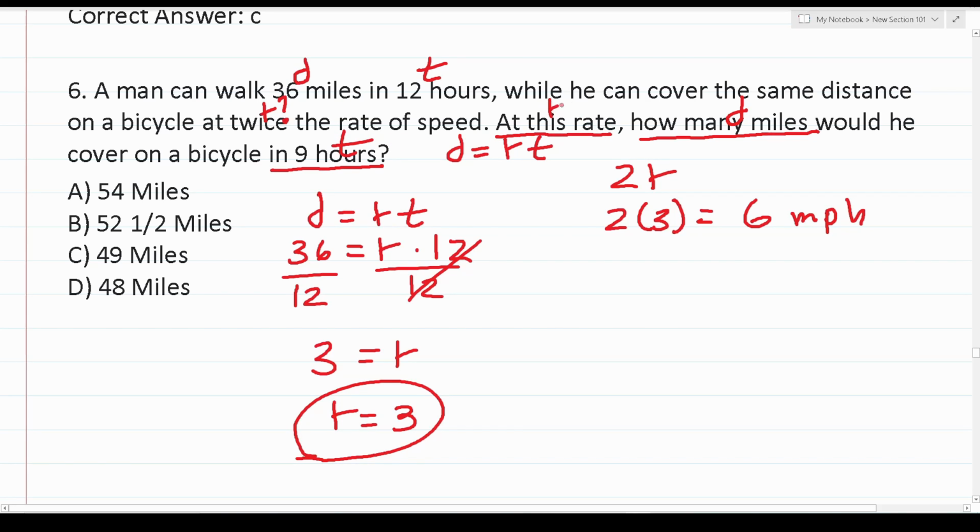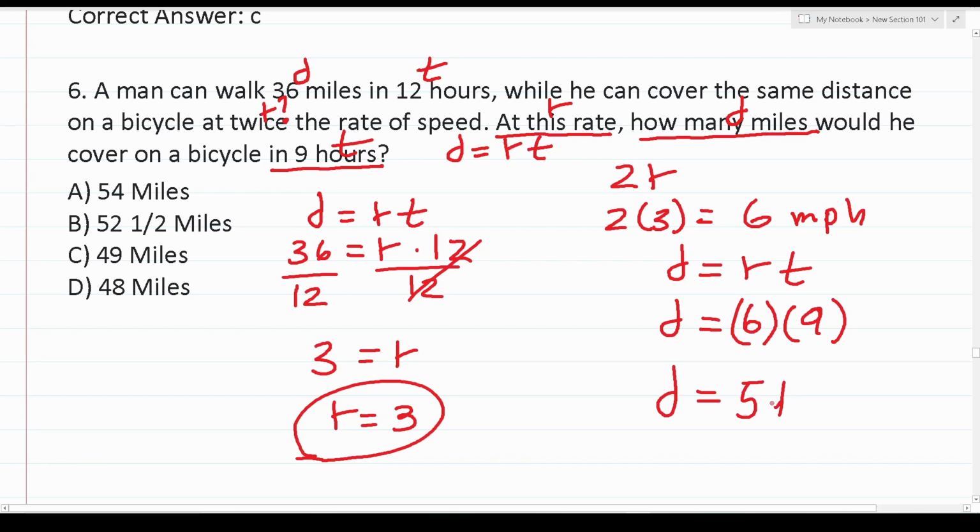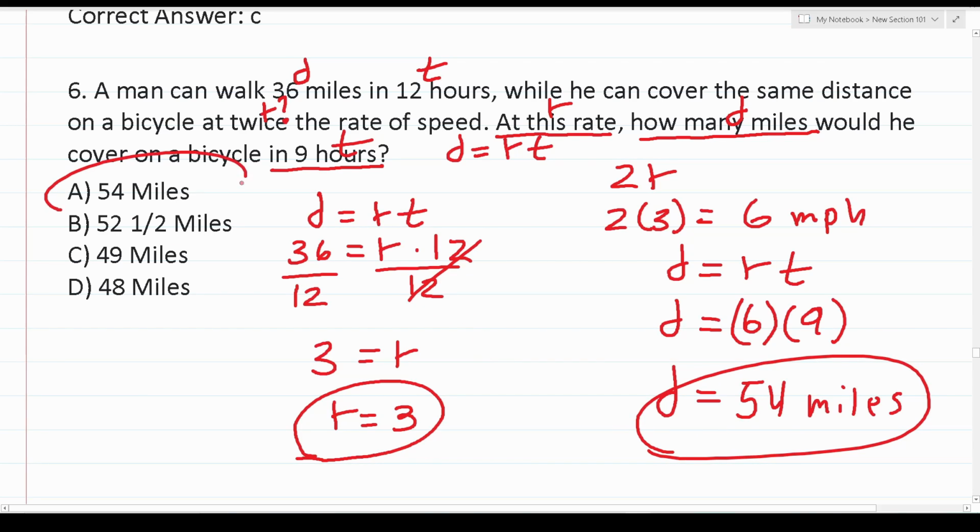Well, we know what his rate is. It's right here. It's 6 miles per hour. So again, we're going to have to use another iteration of the distance formula. Distance equals rate times time. In this case, we're solving for D. How many miles? That's unknown, so we'll leave that as D. His rate is 6 miles per hour, so we'll plug in 6 for R. And the time, according to the problem, is 9 hours. So this is 6 times 9. And 6 times 9 is going to be 54. All right, so the answer to this one is A, 54 miles.